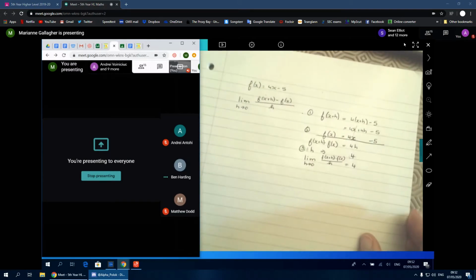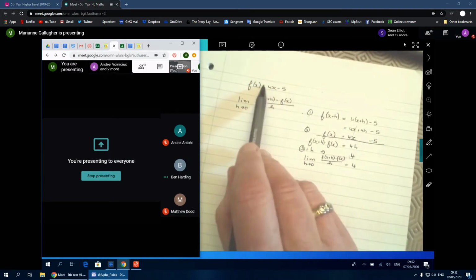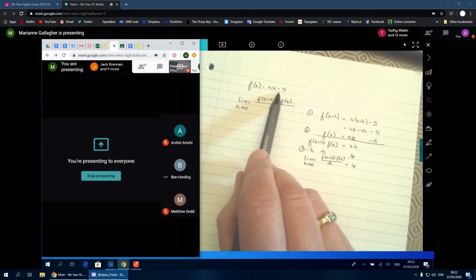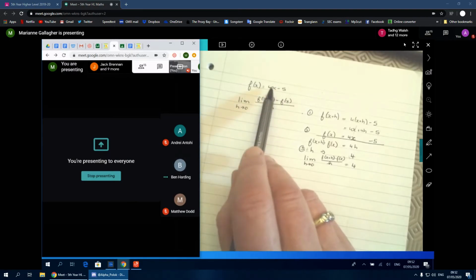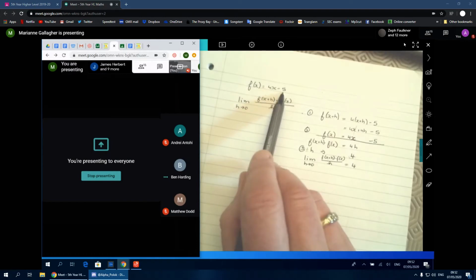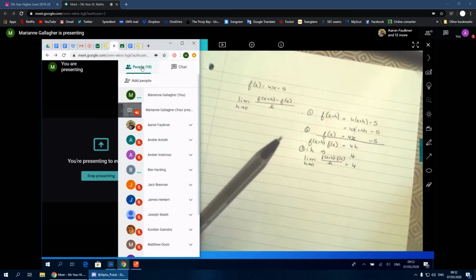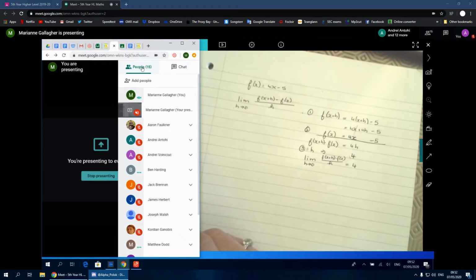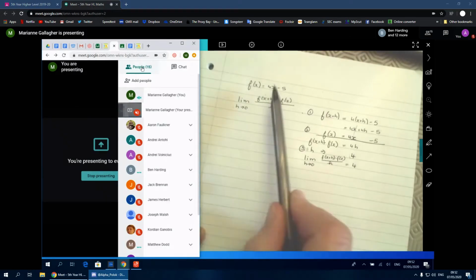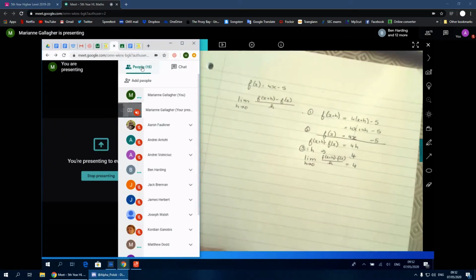And just to relate it back, what kind of function is this? What would the graph of 4x minus 5 look like? What type of graph is that? What type of function is that? Straight line. A straight line. And what's the slope of that line? 4. And what did we get when we worked all this out? 4.